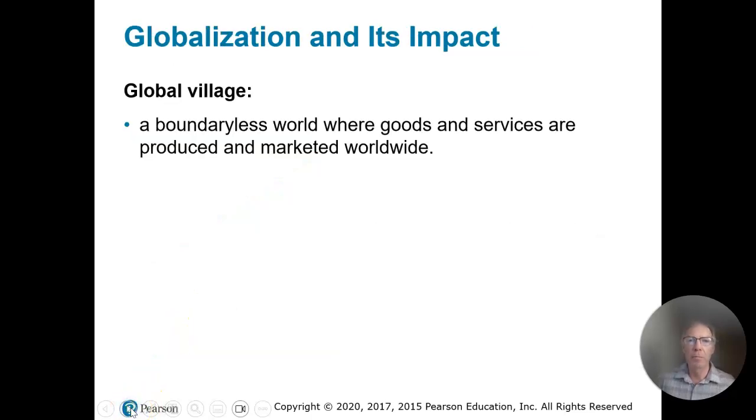And a global village is simply a boundaryless world, as you can see in the slide. And what that's allowed us to do, with trade, is trade our products made here in the US all over the world. And in return, those other countries can ship their products here.